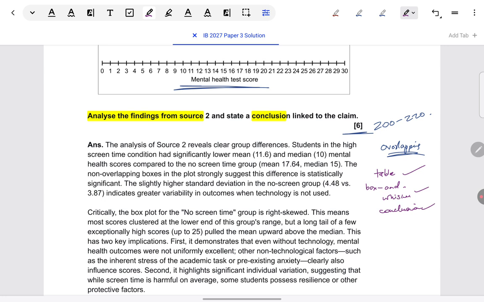Conclusion just means the claim which is given, like they've asked in the question also. Is it supported or not? That is what we have to give in the conclusion. Given whatever we are seeing on the table and box and whisker, what would we conclude? Are we supporting the claim or not? So that would be my third paragraph. So always I would divide this question's answer into three paragraphs in this way. That helps me to organize very easily and even I remain focused.